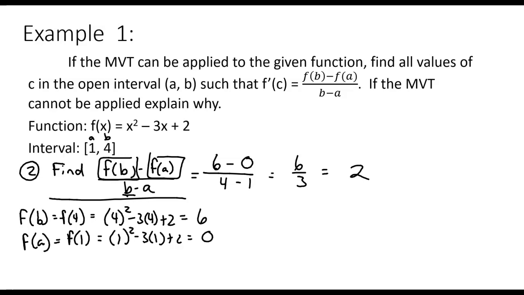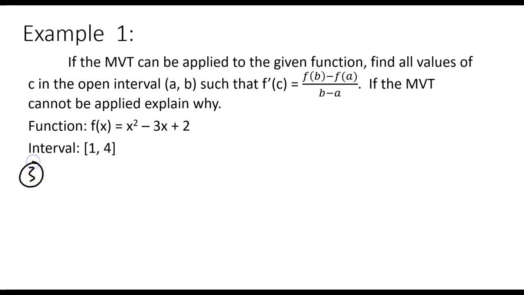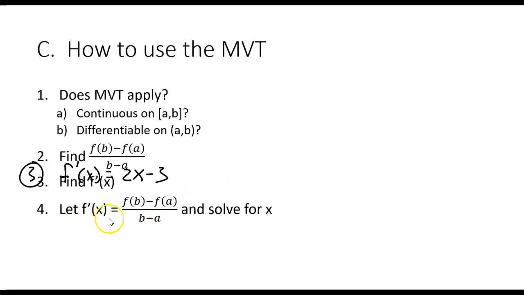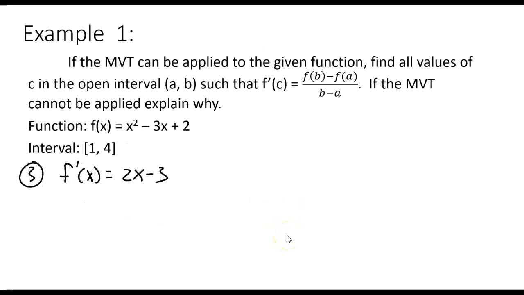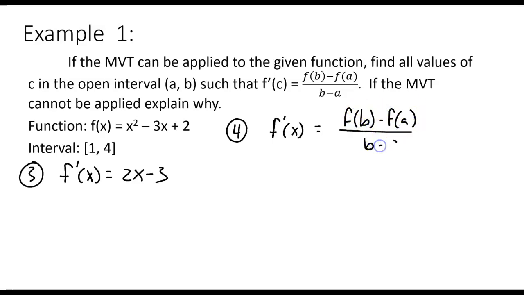Now step 3 says find the derivative. We already did that, but I'll do it again. The derivative was 2x minus 3, right? Now step 4 asked us to set the derivative that we found in step 3 equal to the average rate of change that we found in step 2 and asked us to solve for x. So for step 4, we're going to take our derivative and we're going to set it equal to what we got for f of b minus f of a over b minus a.